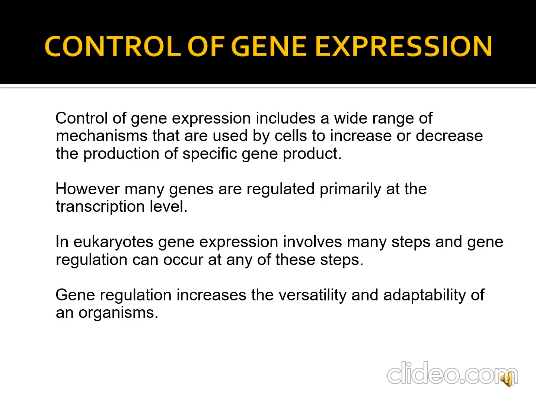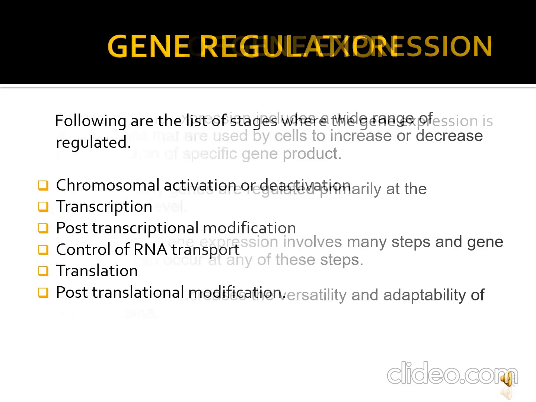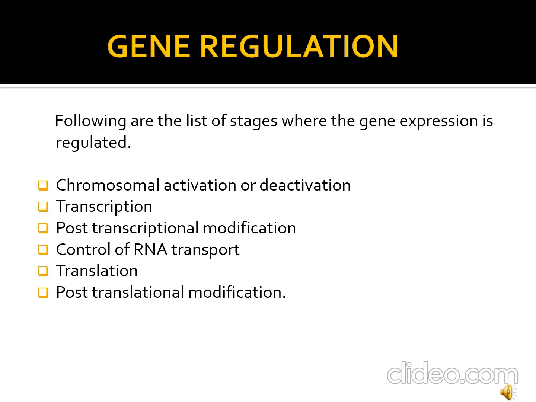Control of gene expression is critical because it allows the cell to avoid wasting energy and raw materials in the synthesis of proteins that are not necessary for the cell. Following is the list of stages where gene expression is regulated. Primarily, gene expression is regulated at the transcription level.